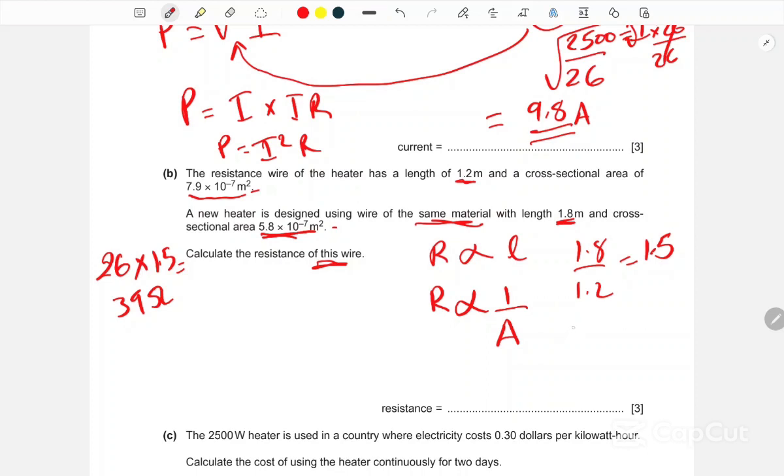So we do 7.9 times 10 to the power of minus 7 over 5.8 times 10 to the power of minus 7. That would give 1.36. So this 39 would also be multiplied by 1.36. So 39 times 1.36 gives us 53. So the new resistance is going to be 53 ohms.